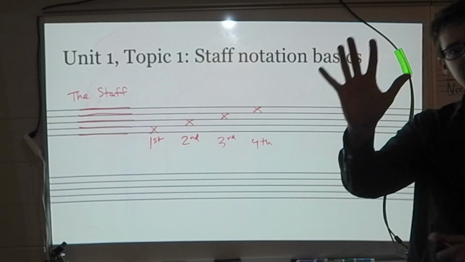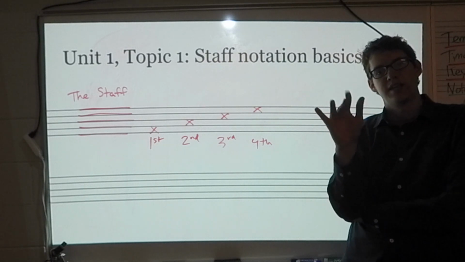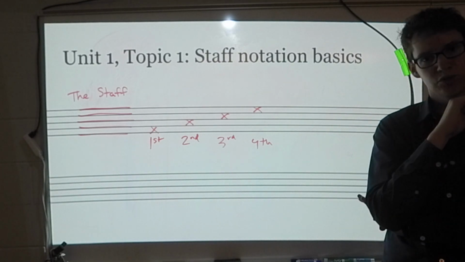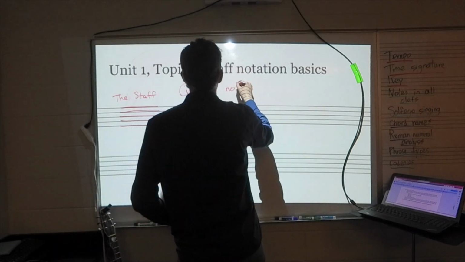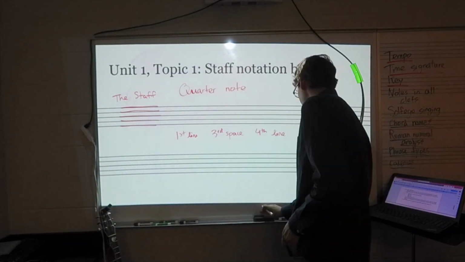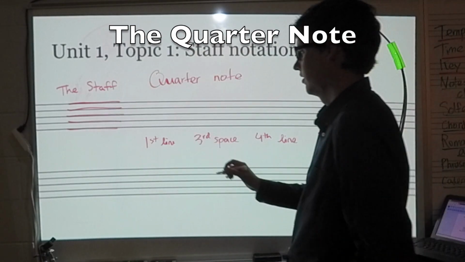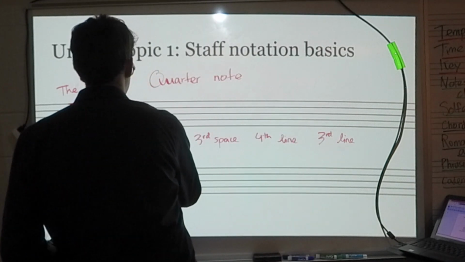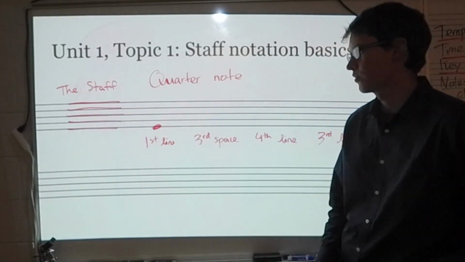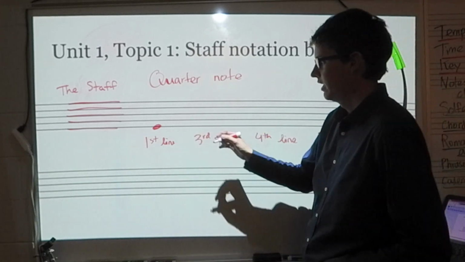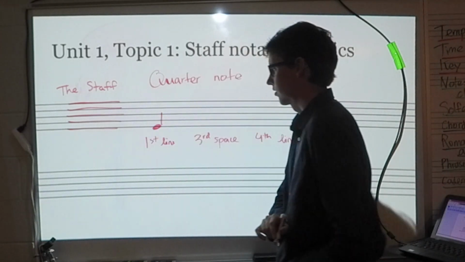Next, let's talk about 5 different types of notes and how to properly draw them on the staff. So the quarter note. Let's draw a quarter note on the first line. We've got a note head here. Make sure that the line goes right down the middle of the note head. And then we have a stem, and that's a quarter note.